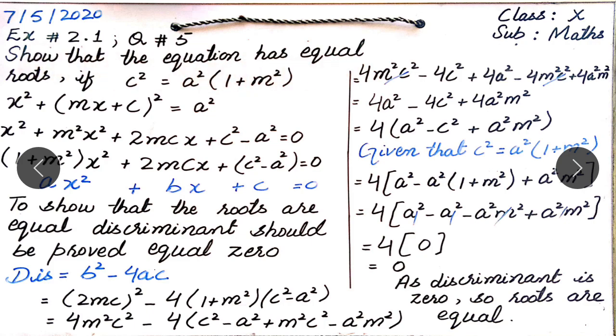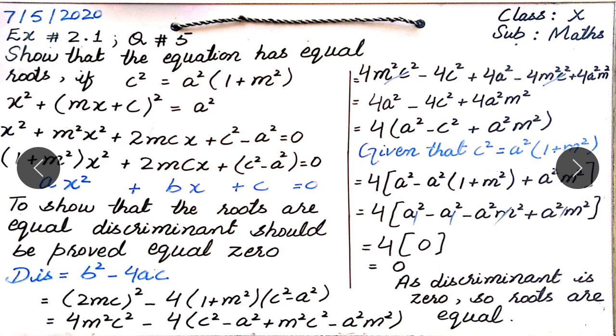Show that the equation has equal roots. What you are going to do: we have to show that the given equation has equal roots. One more condition is given: if c square is equal to a square (1 plus m square). The equation is written here. This is the equation, and we have to show at the end that this equation has equal roots.